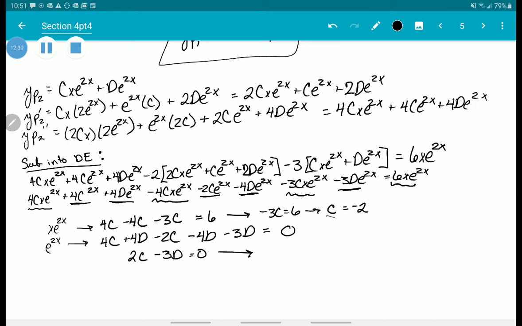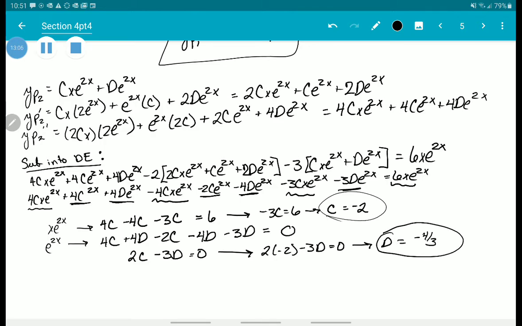Let's make our substitution. We already know c is negative 2. So if we were to substitute that in, that's going to tell us what d is. And it looks like it's going to be negative 4/3. So that means our yp2, remember this is going in for those coefficients c and d, would be negative 2x e to the 2x minus 4/3 e to the 2x.